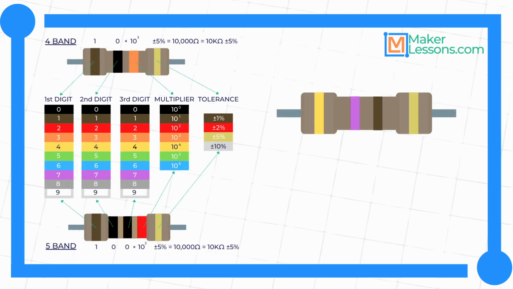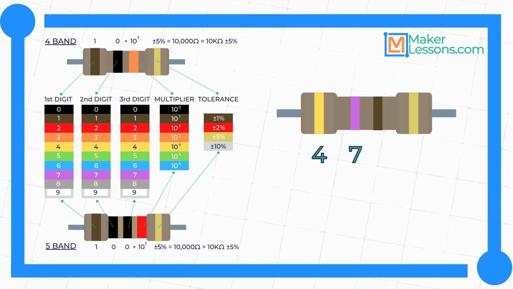A very common resistor in beginner electronics is 470 ohms. The resistor looks like this. We can confirm that this is a 470 ohm resistor by reading the color codes. Remember, the first 2 bands are the significant digits of the resistor value. Looking at the chart, we can see that yellow is 4 and purple is 7.